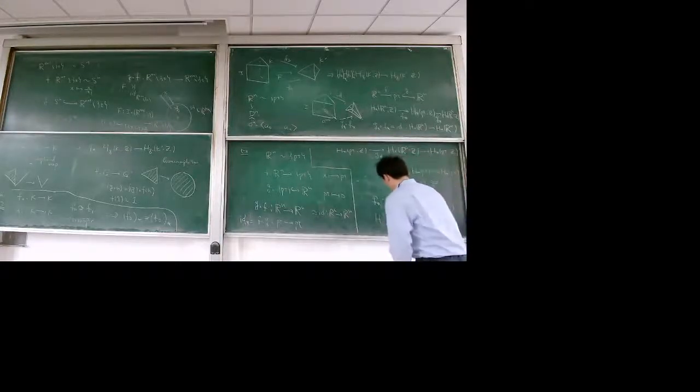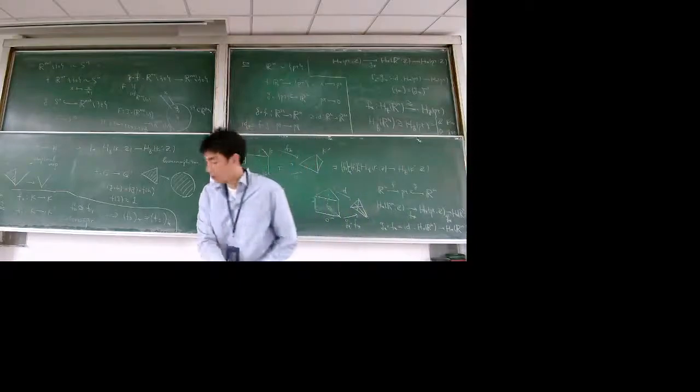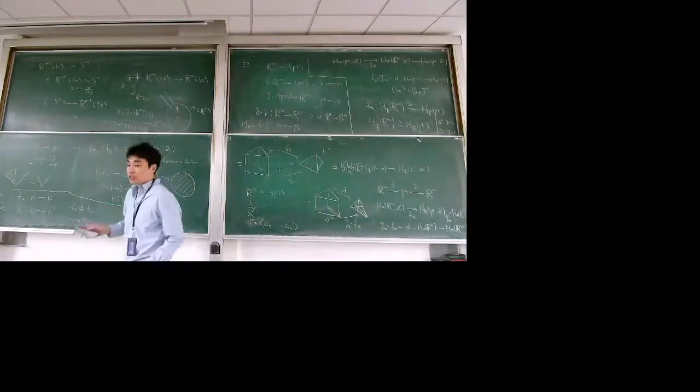And we know that the homology of a point is just Z in degree Q equals 0, otherwise 0. And this is the Poincare lemma. Any question?